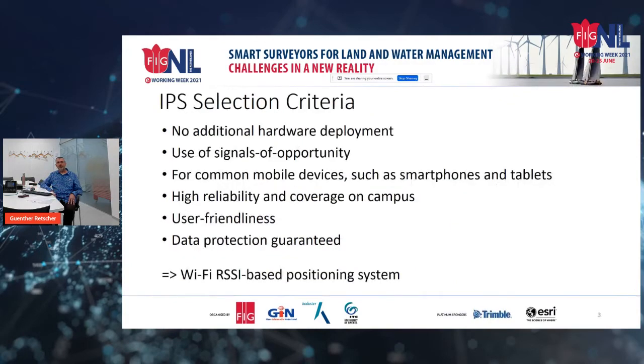The selection criteria was that no additional hardware should be used at this stage. So we came up with the idea to use signals of opportunity, and especially as we have full Wi-Fi coverage, we can use Wi-Fi. It should also be usable for common mobile devices such as smartphones and tablets, and have high reliability and coverage on the campus. And apart from user-friendliness, also data protection should be guaranteed.